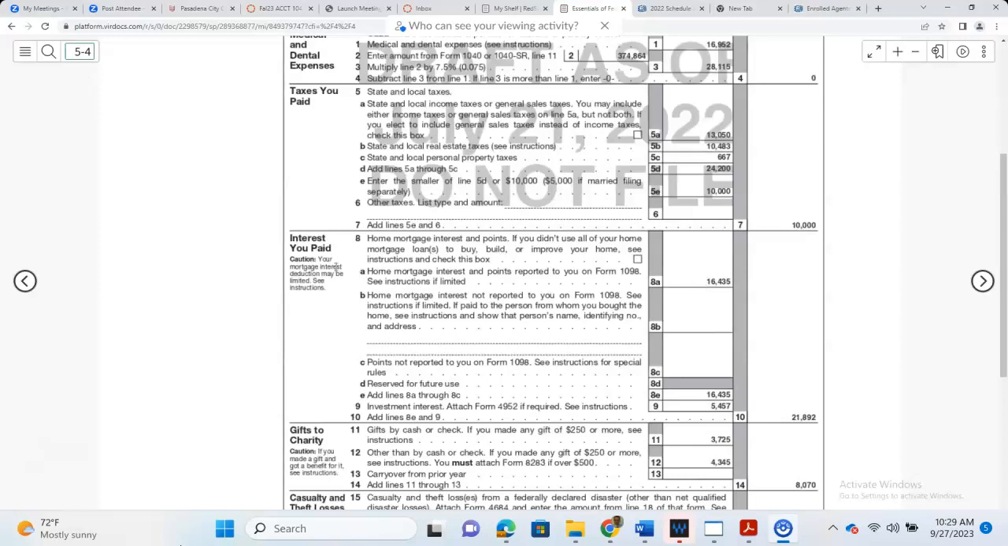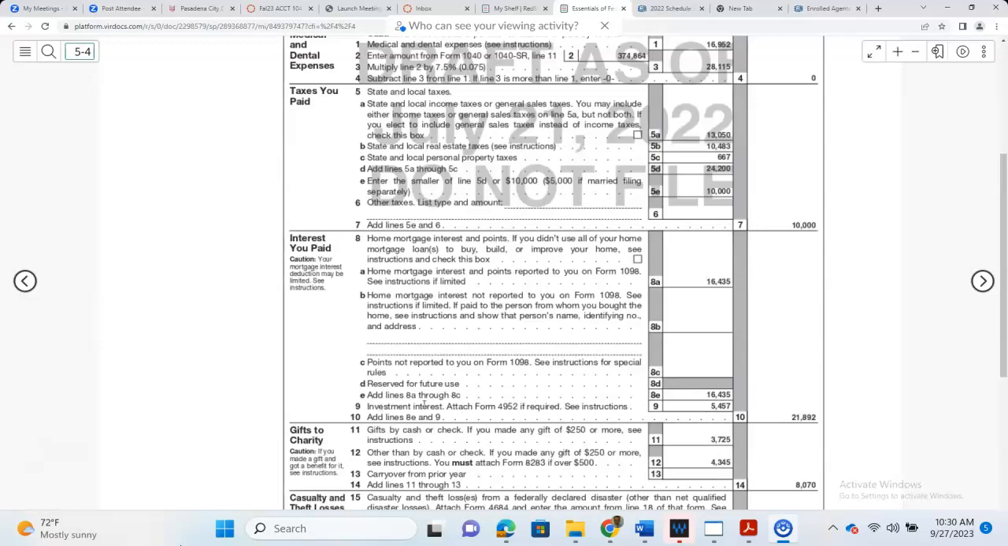Interest you paid on home mortgage goes in here: $16,435. Again, it's up to $750,000 of mortgage, I believe. If it's more than that, you cannot put all your mortgage interest in here, remember.